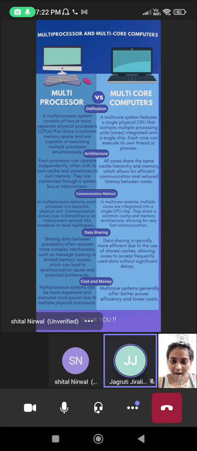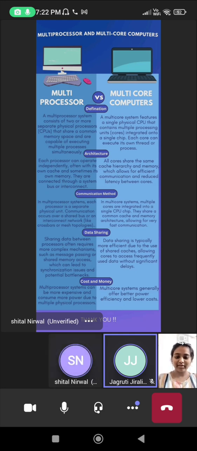The next point is the communication method. In a multiprocessor system, each processor is a separate physical unit. Communication occurs over a shared bus or an interconnected network like a crossbar or mesh topologies. In multi-core computers, the cores are integrated into a single CPU chip. They share a common cache and memory architecture, allowing for very fast communication. The next part will be explained by Sheetal.